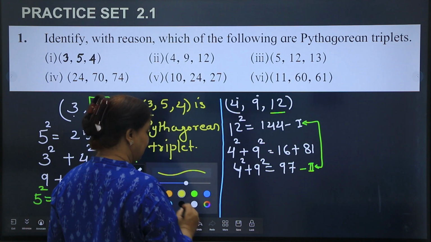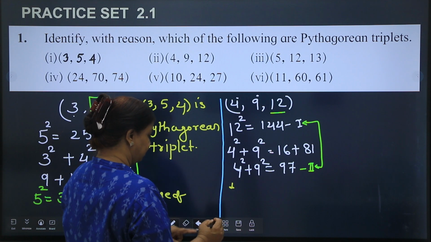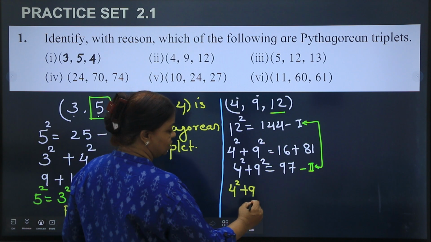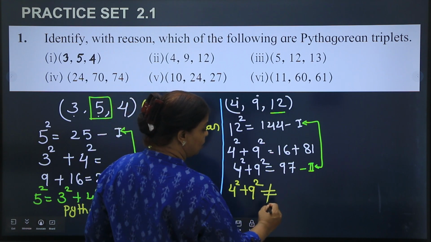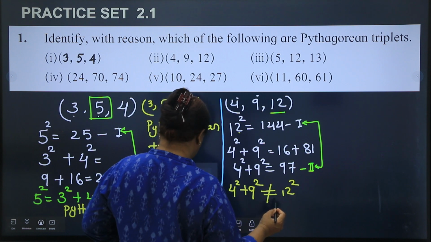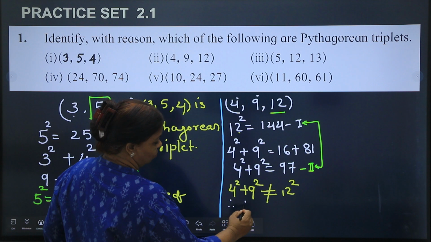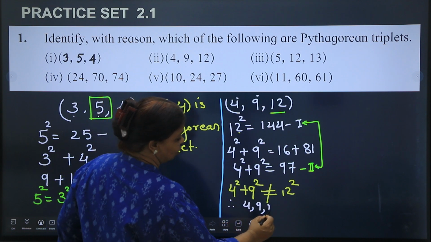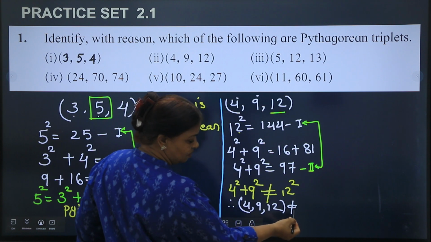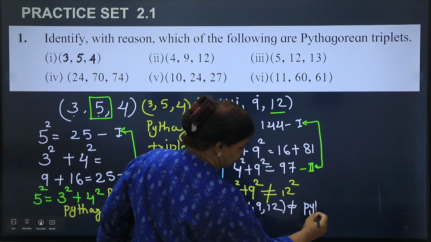So we can say that 4 square plus 9 square is not equal to 12 square, and therefore 4, 9, 12 is not a Pythagorean triplet. This is the symbol of 'is not'.